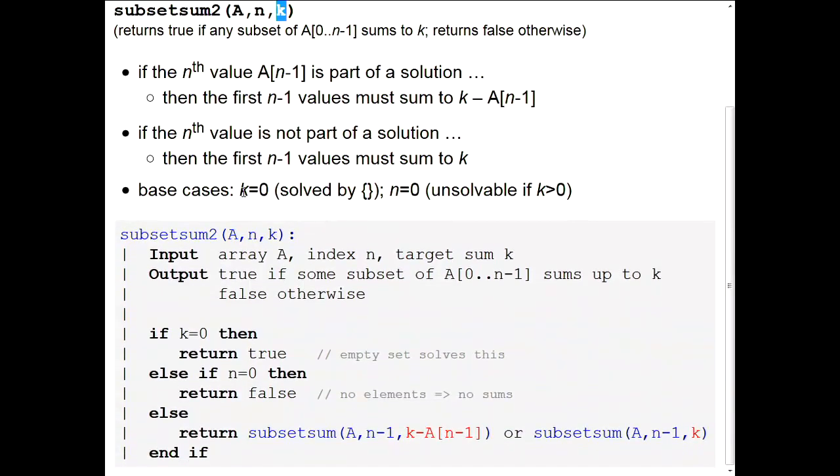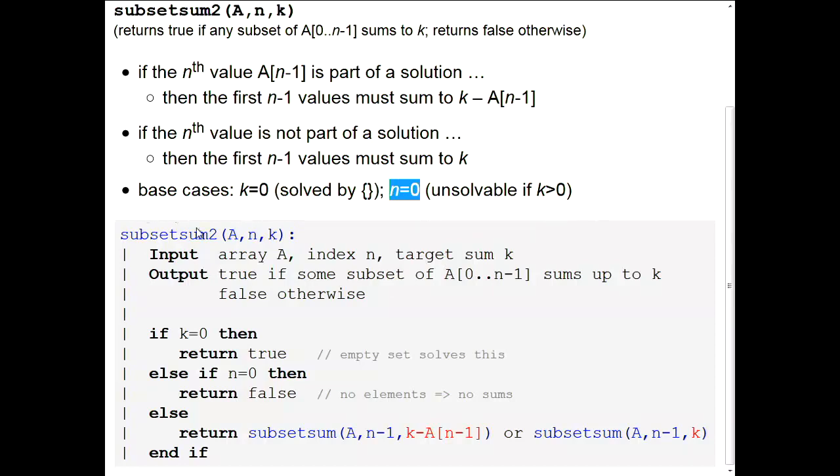The base case would be that my target sum is 0, in which case all the collected elements add up to the sum that I'm looking for. Because target sum 0 is always solvable by the empty set. I don't need any number. Or the other base case is I don't have any numbers left. And then this is unsolvable if my target sum is greater than 0.